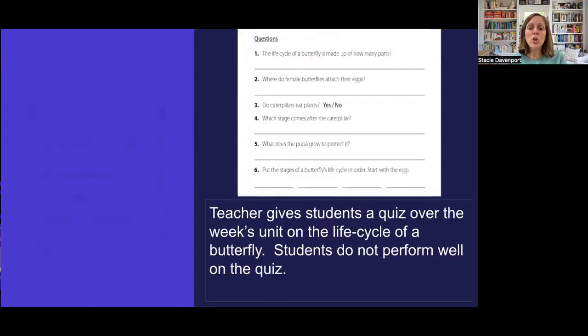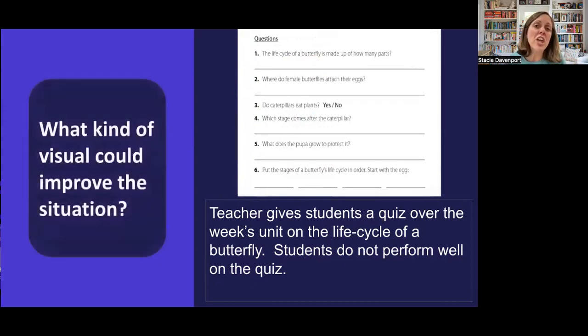The teacher gives students a quiz over the week's unit at the end of a unit on the life cycle of a butterfly, but students do not perform well on the quiz. What kind of visual do you think would have improved this situation?